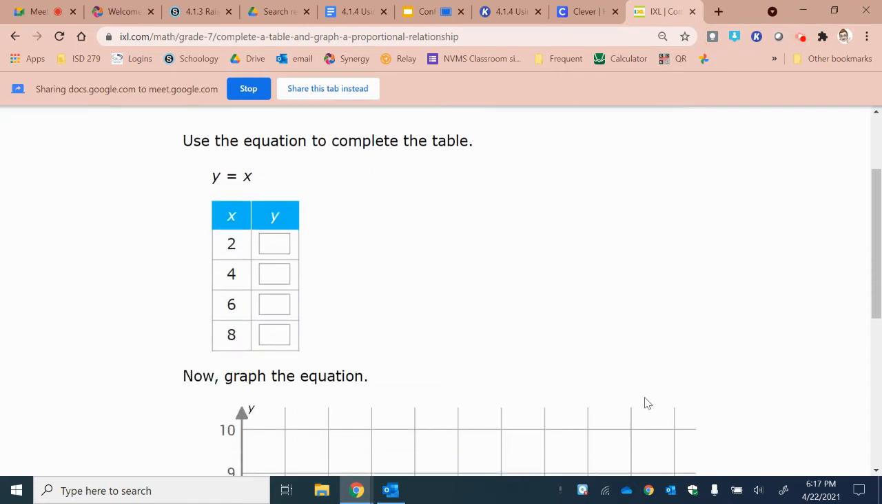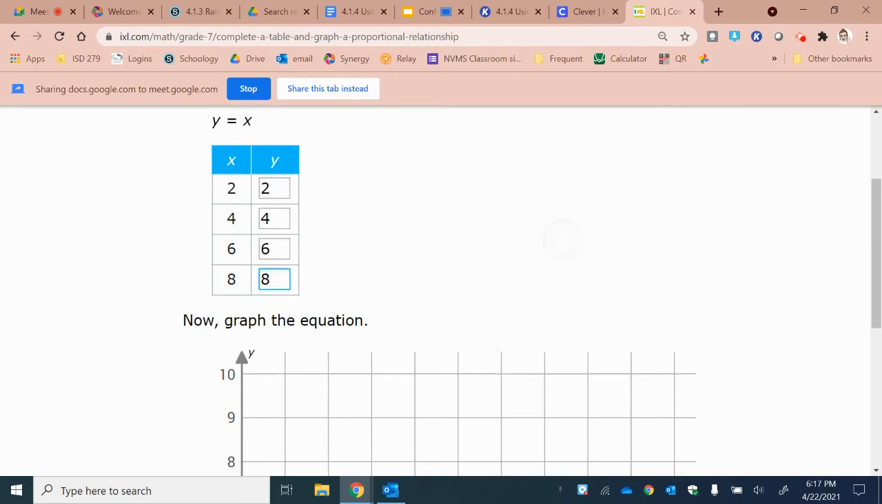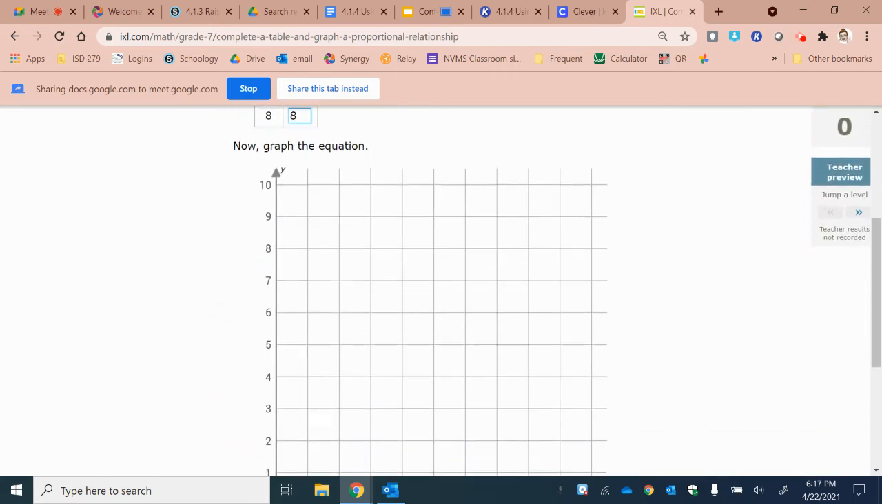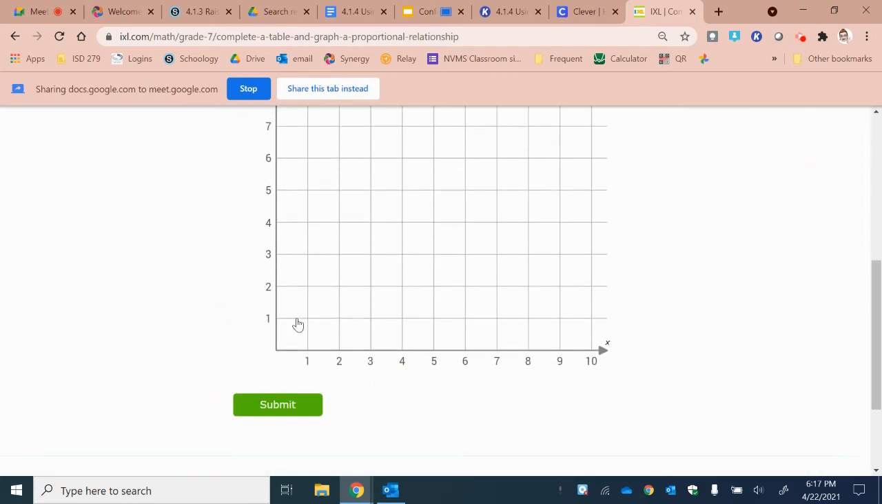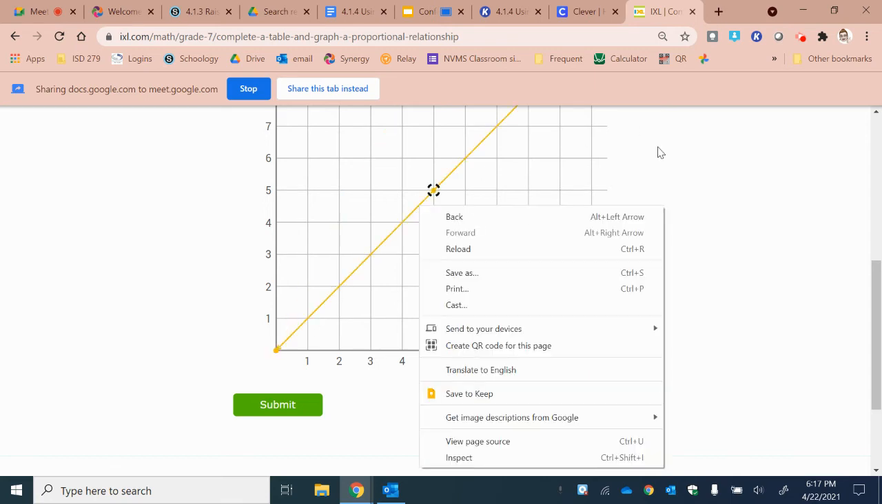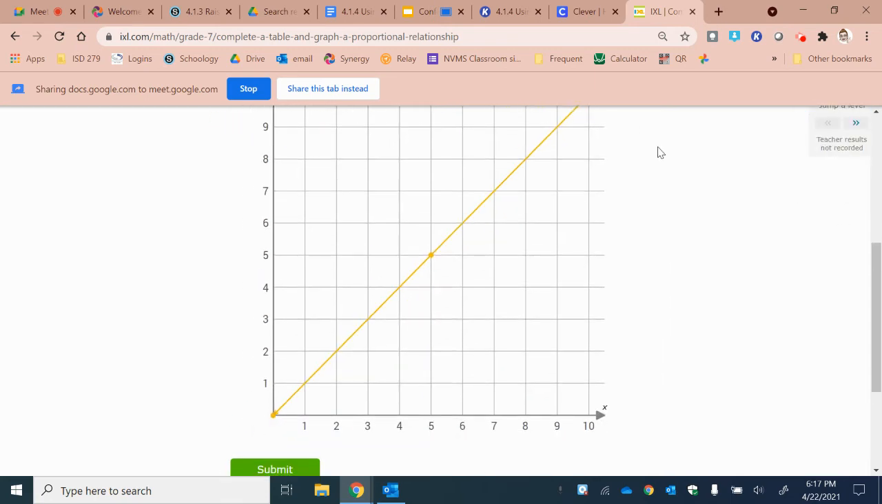It says use the equation to complete the table. We have the equation y equals x. So for x, when we know it's 2, we also know y is 2 because they equal the same thing. You're going to go ahead and fill in that information. Now that relationship will change depending on the problem, and then you need to graph the equation. So it looks like we can graph the equation. Remember, you can graph it by just using 2 points.